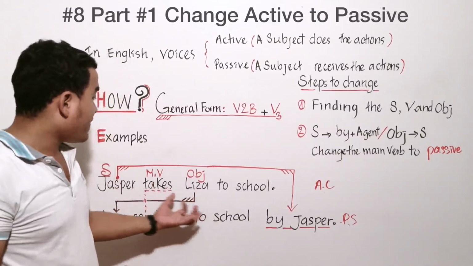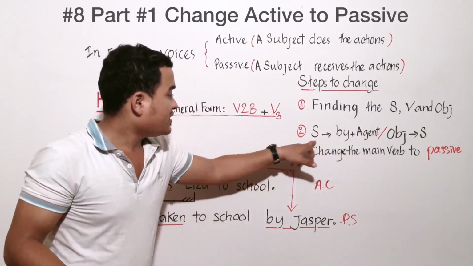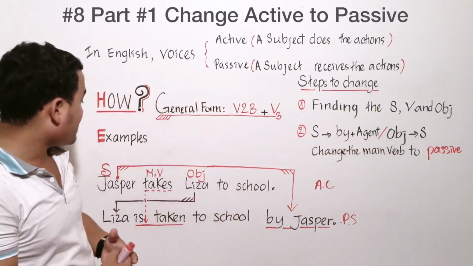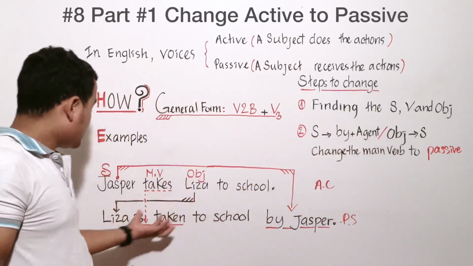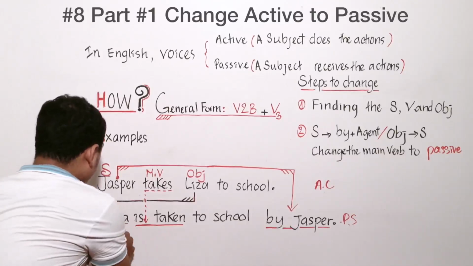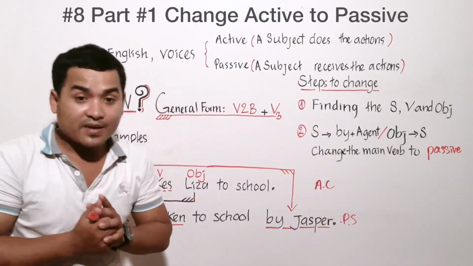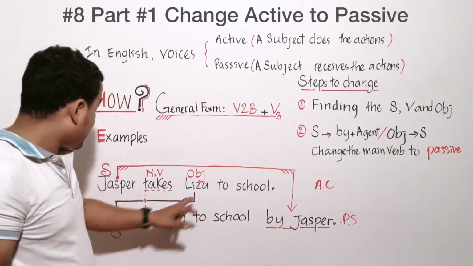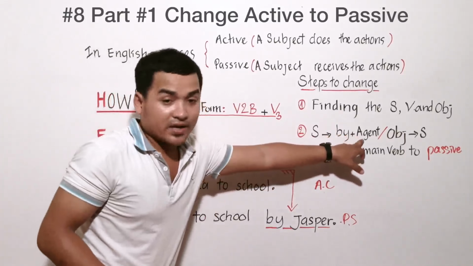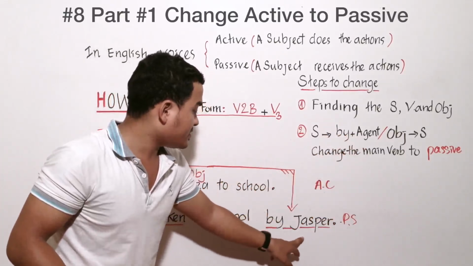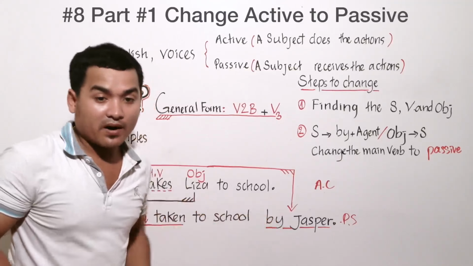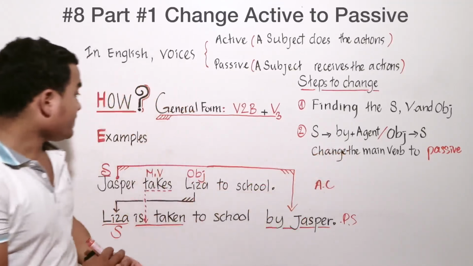So when you already found them, now please change the subject to the agent and the object to the subject. Now we begin changing the object Lisa to the subject of the sentence right here, right? So here Lisa from the object is now becoming the subject of the sentence. So object Lisa becomes the subject, and then Jasper here is the subject, changed to agent right here. At the end, agent Jasper stays after by. Alright, so that is the form.